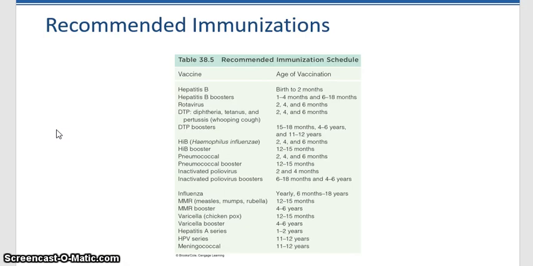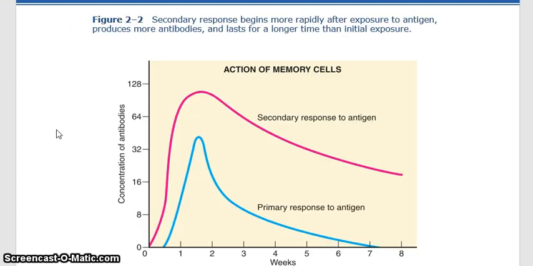So here's a chart with some of the recommended immunizations. And then finally, a chart indicating the primary immune response, when our body has to encounter that antigen on its own and really build up those forces, versus the secondary immune response, when we have those memory B cells and memory T cells to deal with that particular infection.